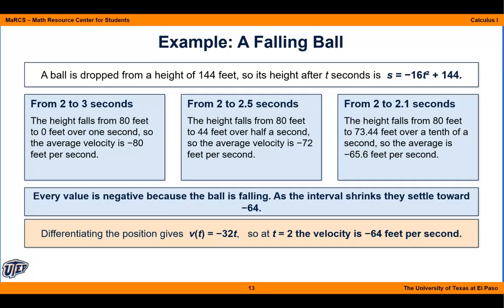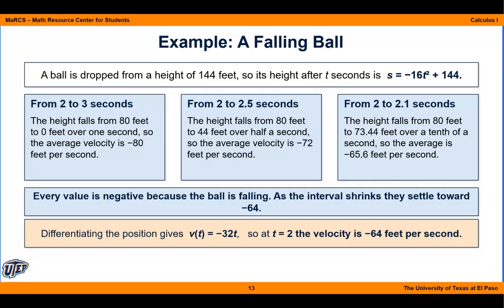Consider a ball dropped from a height of 144 feet, with position s of t equal to negative 16t squared plus 144. We will compare average velocities over intervals that all begin at t equal to 2, but have right endpoints that move closer to 2. From t equals 2 to t equals 3, the height changes from 80 feet to 0 feet. The average velocity is negative 80 feet per second.